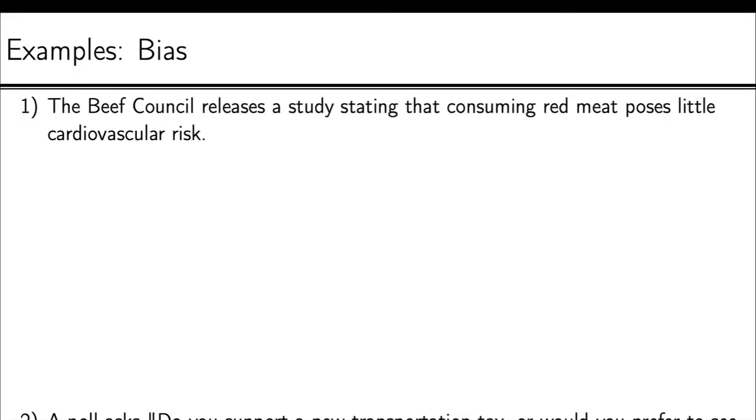Next, the Beef Council releases a study stating that consuming red meat poses little cardiovascular risk. Well, if the Beef Council is telling you about eating beef, then that should send up the red flags. This is clearly a self-interest study, because the person reporting on the study is obviously interested in you eating more red meat. And so it probably couldn't be trusted.